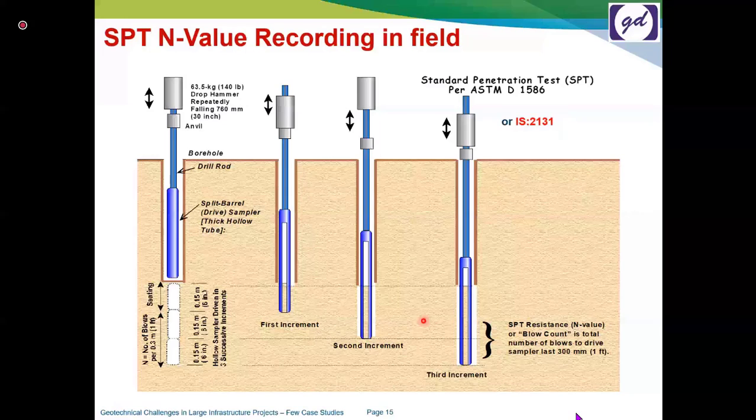I will just quickly go through this. This is SPT where we have, let's say, the seating drive, and then after the seating drive, whatever the blows for another 150 mm or 50 mm.